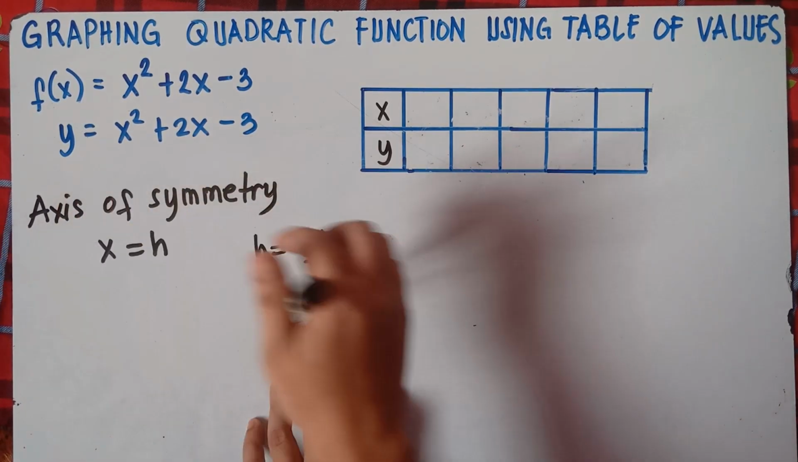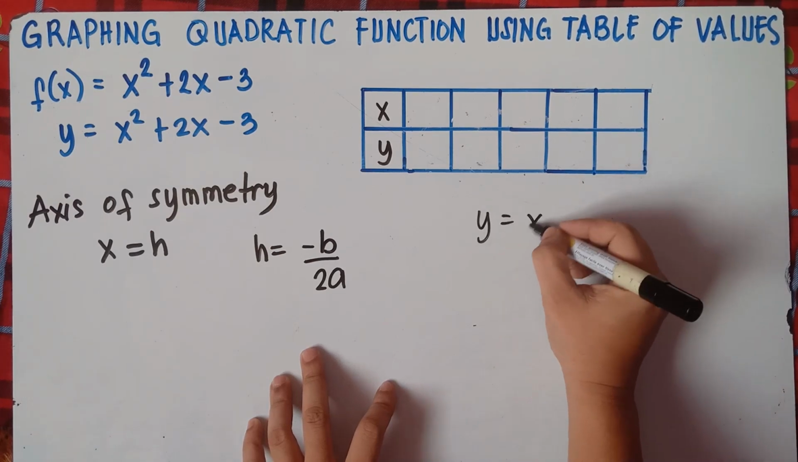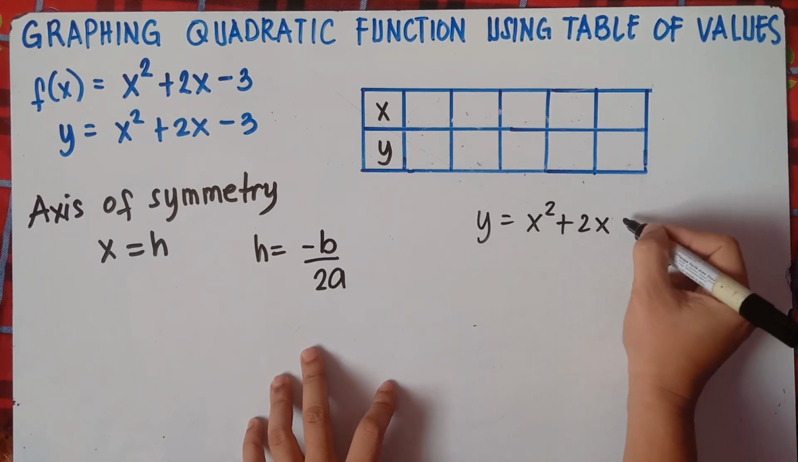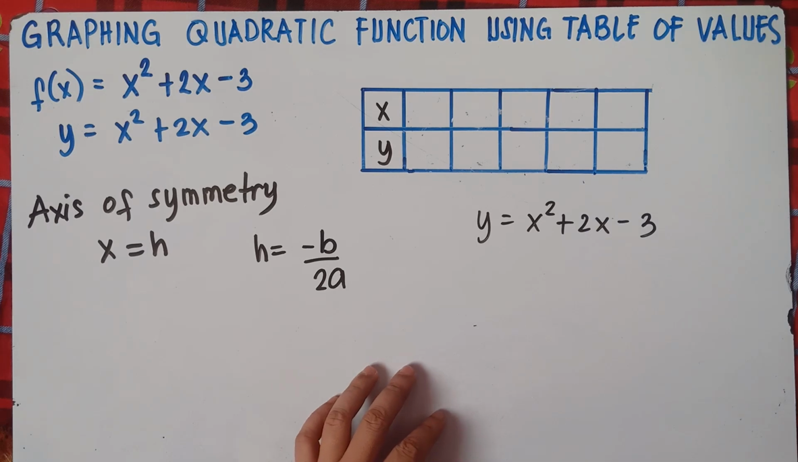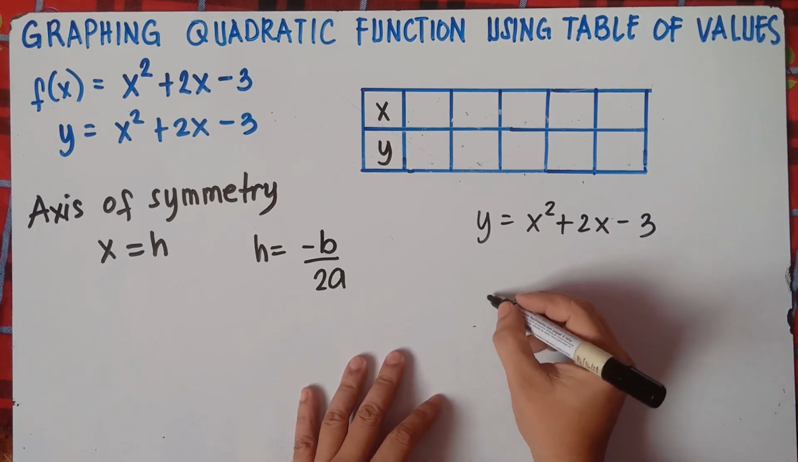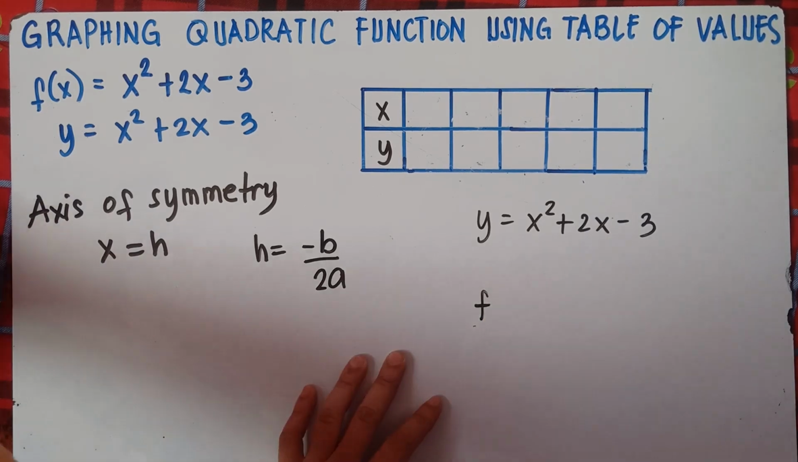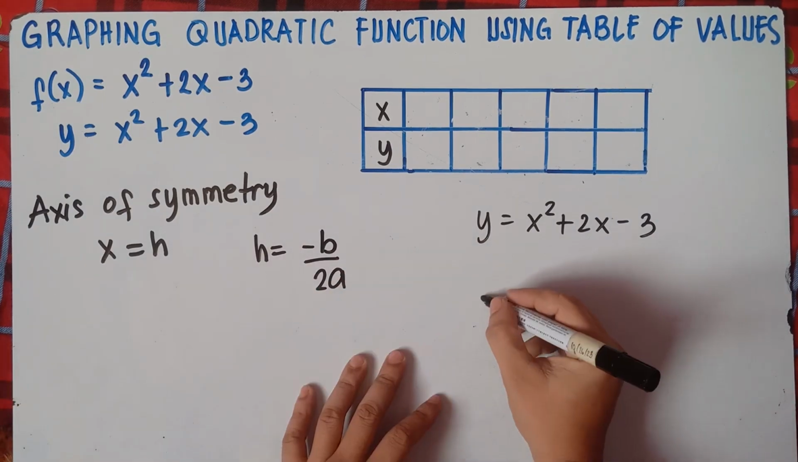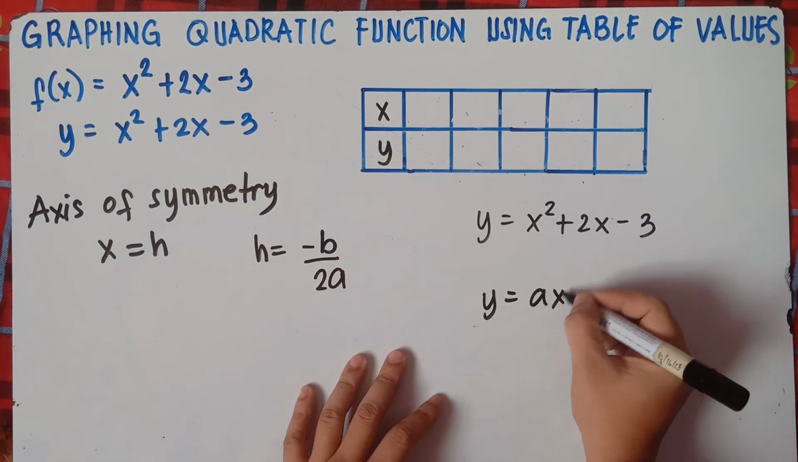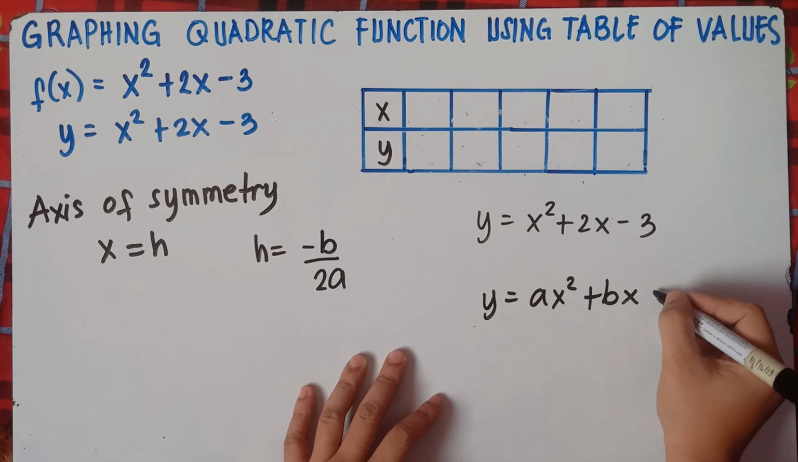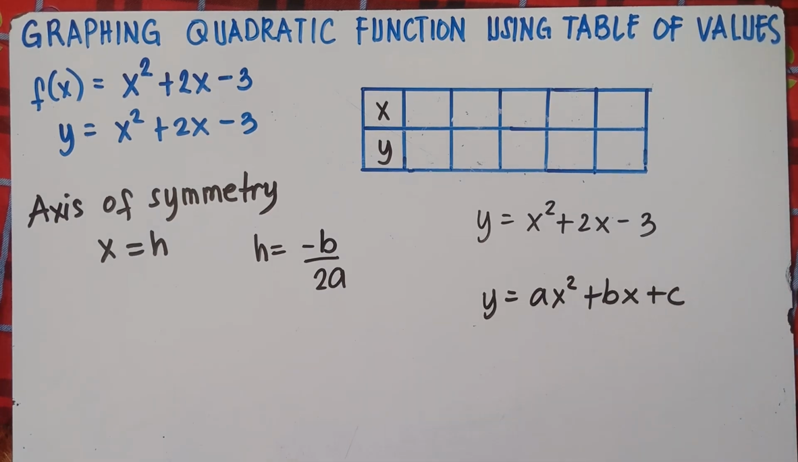So in this function, y equals x squared plus 2x minus 3. In a quadratic function, class, do you still remember f of x or y? So let's just put y. Y is equal to ax squared plus bx plus c. This is the general form, or the standard form, of a quadratic function.